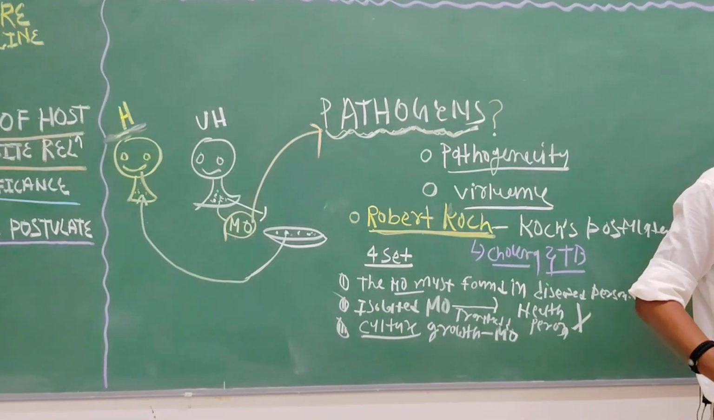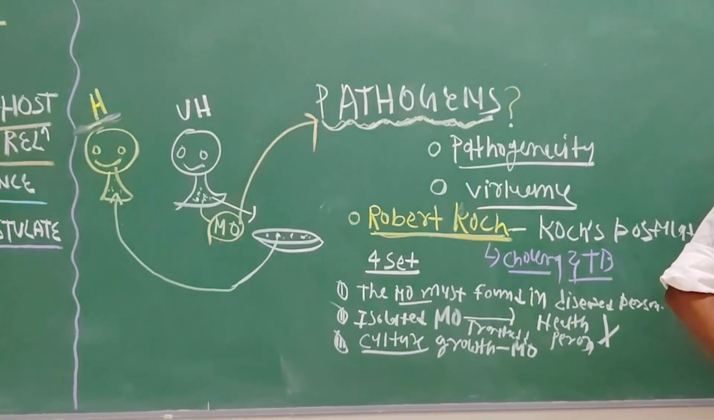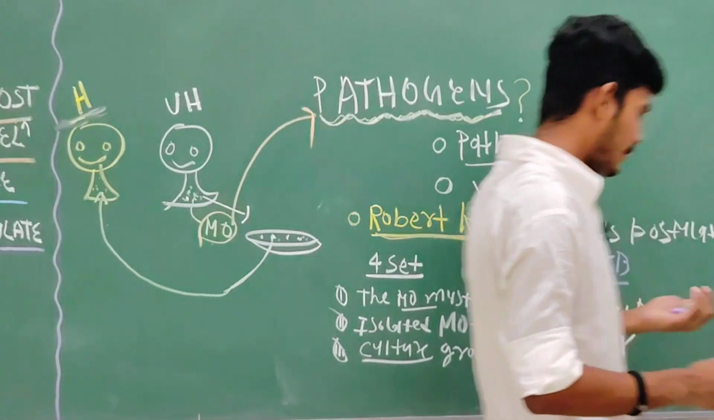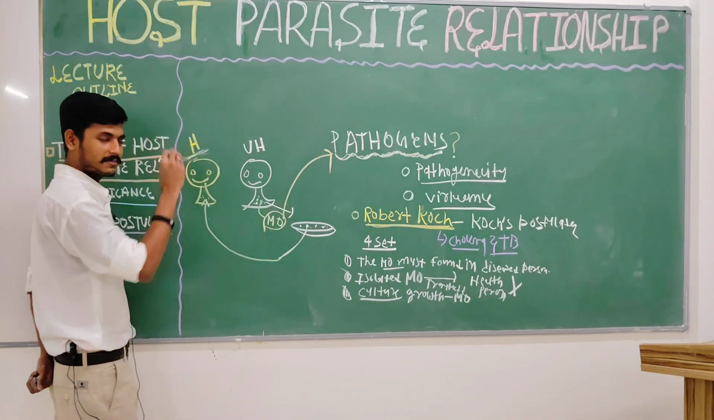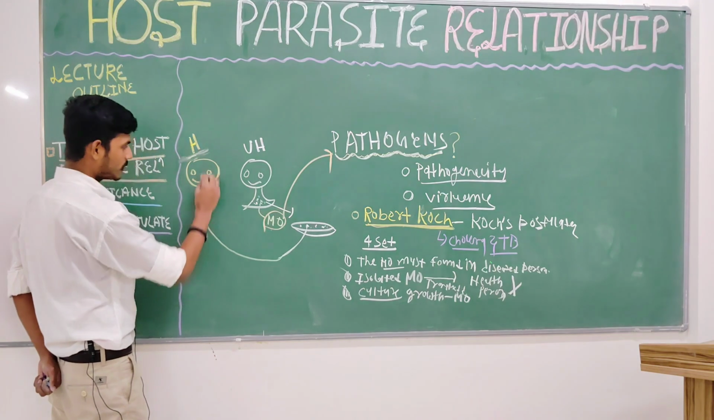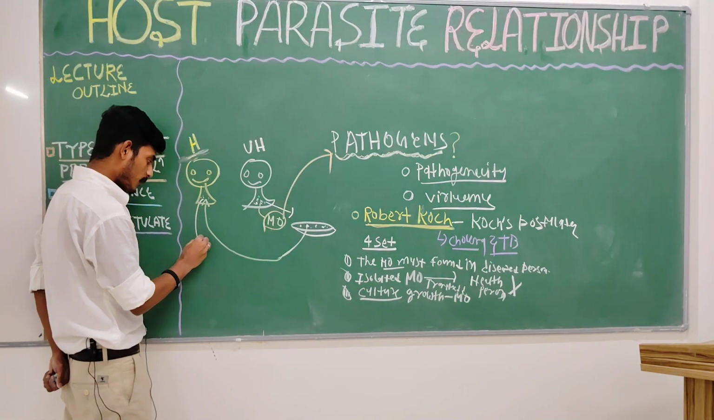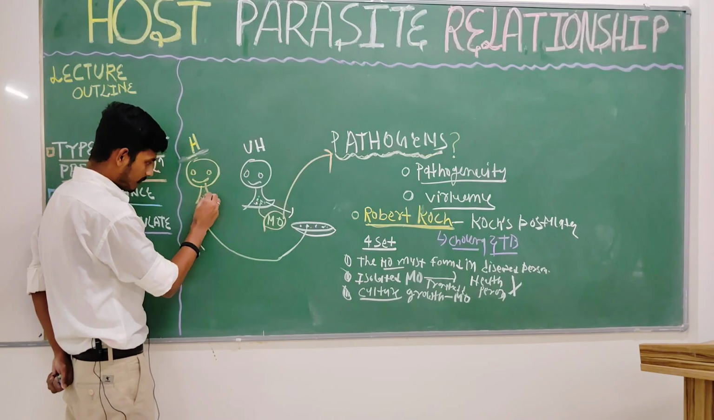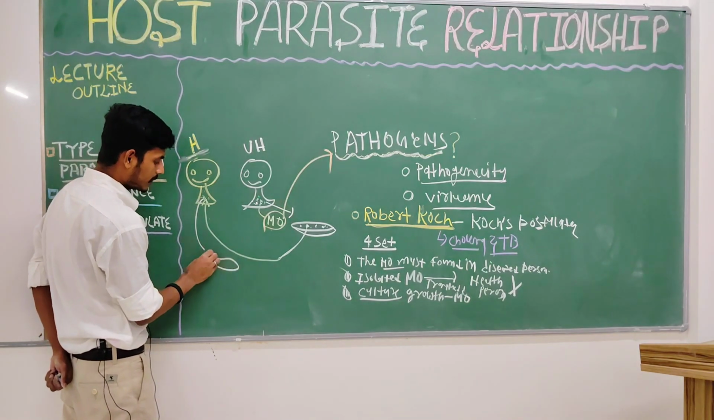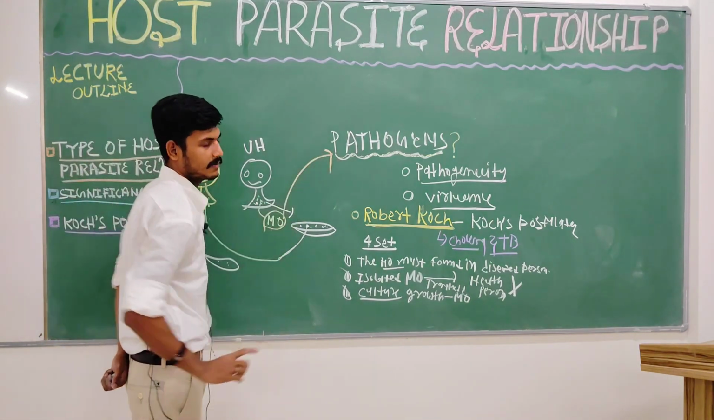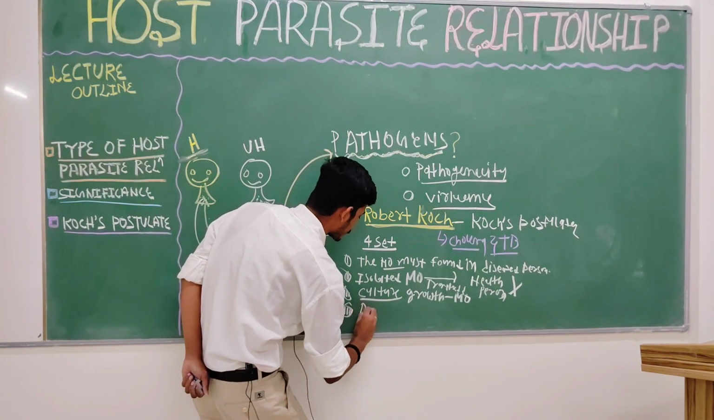Now, the fourth postulate says that the microorganism can be re-isolated from the experimentally infected animals. Remember, the organism which came into this individual, if we can isolate it again, then it confirms that this microorganism is really pathogenic. So the further verification is the re-isolation.